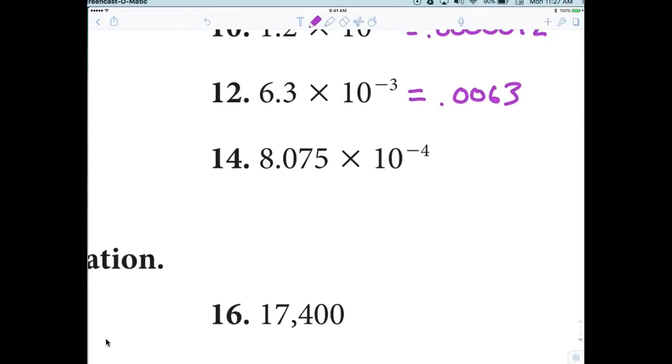Now, who hasn't said something so far? Sebastian, what do I got on 14? So it's 0.0008075. Yeah, guys, I told you this is very easy. All right, anybody have a question on this? Writing in scientific notation. Sometimes you're going to measure things that are really small or really large, so you can't always write things out. All right? Now, here's what I mean by that.